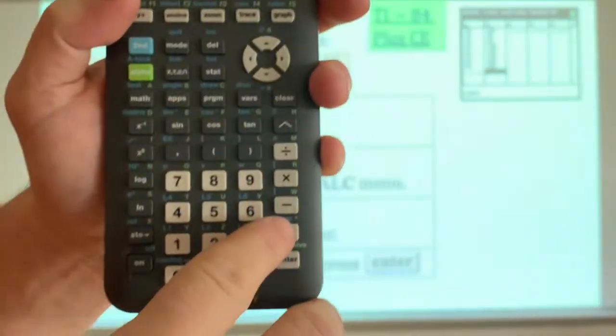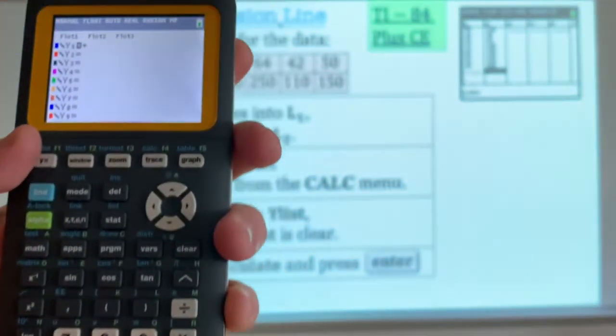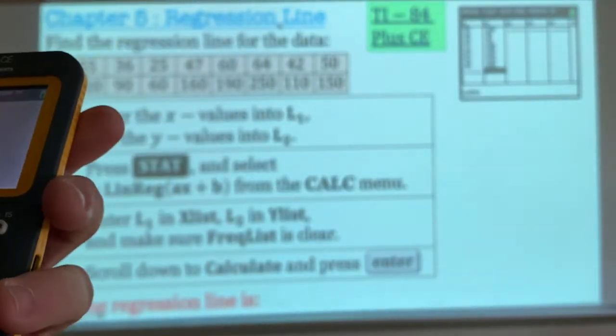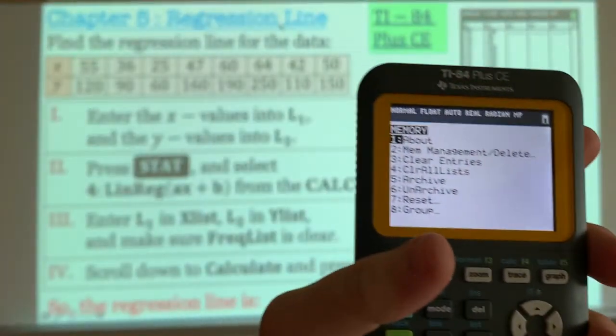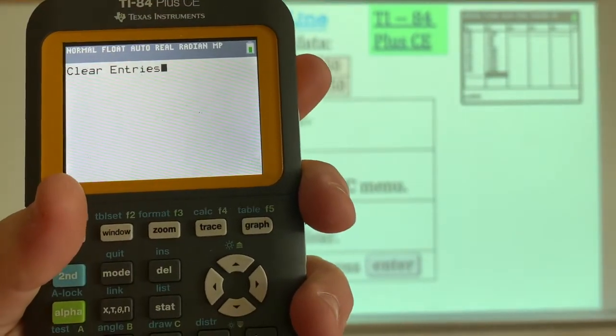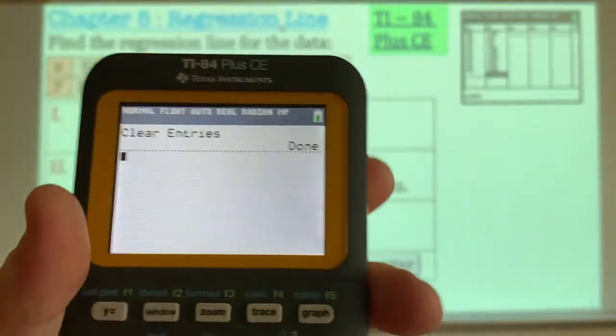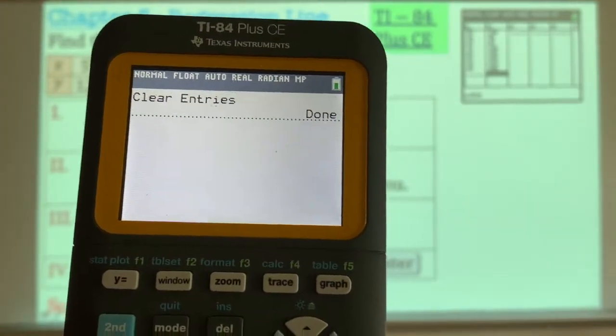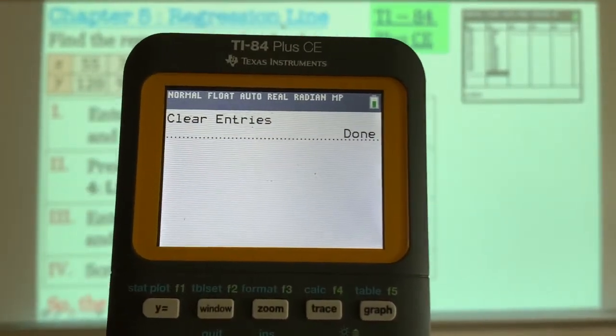Second, and then you hit mem, which is the plus. Oops, I hit y equal. All right, and then when you get to here, you're just going to hit number 3, which is clear all entries, enter, and done, and now you got it. Now we're going to enter in our x values for L1 and our y values for L2.